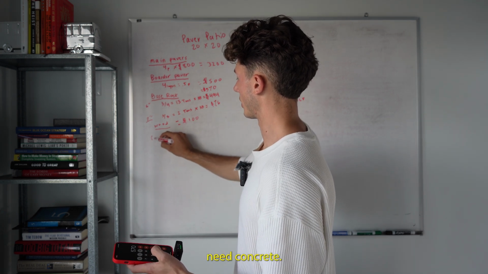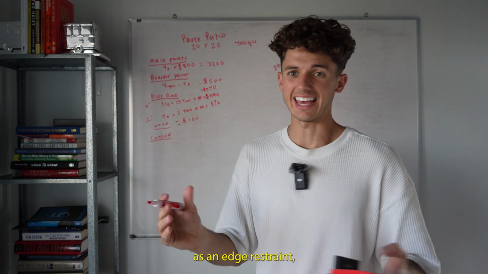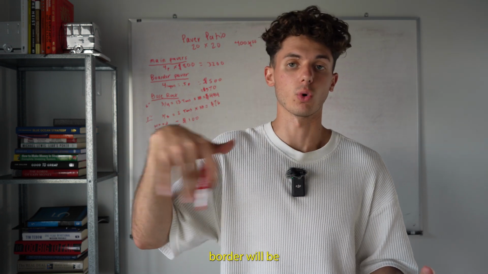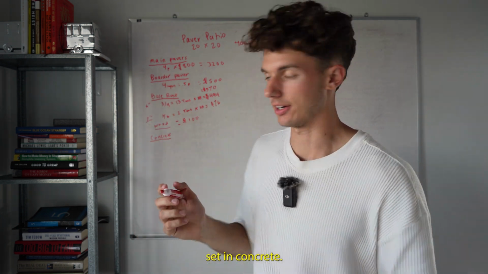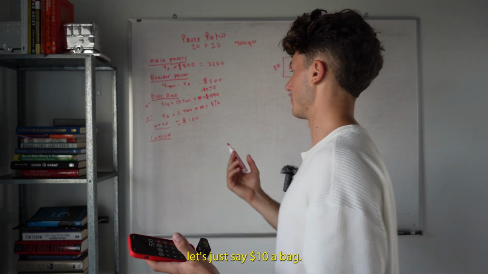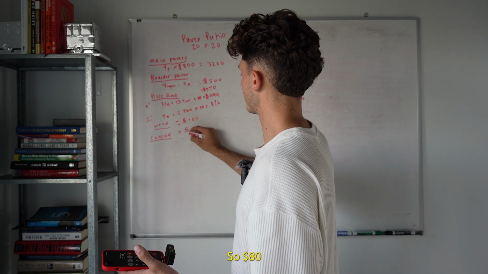We're going to need concrete because, as an edge restraint, we border our copthorn. Our copthorn border will be set in concrete. So these 80-pound bags are, let's just say $10 a bag. We're going to need 8 of them, so $80.